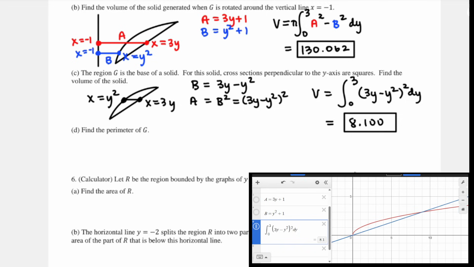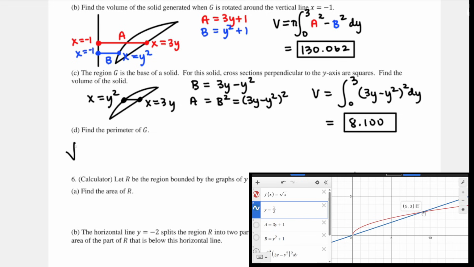And if we wanted to find the perimeter of G, then I'd be thinking about it as two pieces. I could probably do some Pythagorean theorem on this, from 0, 0 to 9, 3. I'm just going to do that the old-fashioned way: 9 squared plus 3 squared, square rooted.